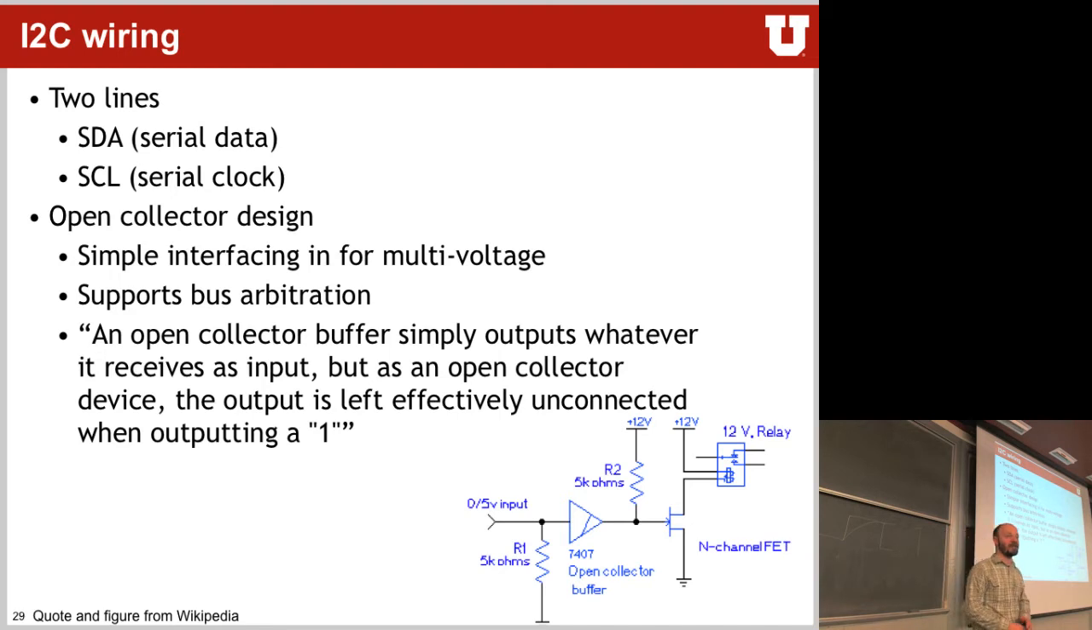Good question, very good question. It's not easy. But basically, it's an open collector buffer where if you give it a 1, it will put the output on high Z and not do anything. And if you give it a 0, it will pull it to 0. That's all there is really to it.